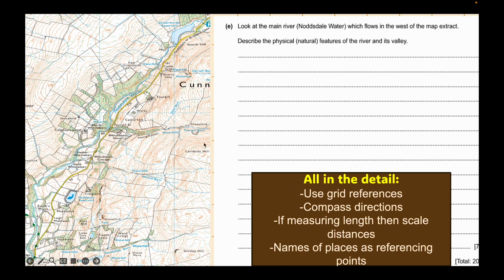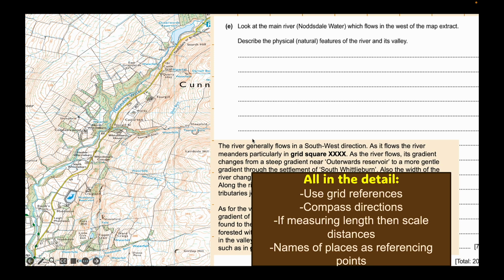Compass directions. Again, you should always draw this before you start your paper. So north, east, south, west, of course. Again, if you're calculating the length of a river or a road, for example, you have a scale and a blank piece of paper as well. So you should all know how to calculate the length of a river or road. And the names of places as referencing points. So there's places such as South Whitleyburn here. So use these again to reference certain aspects of a river.